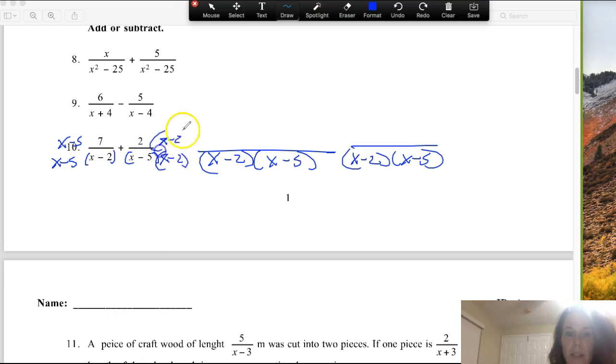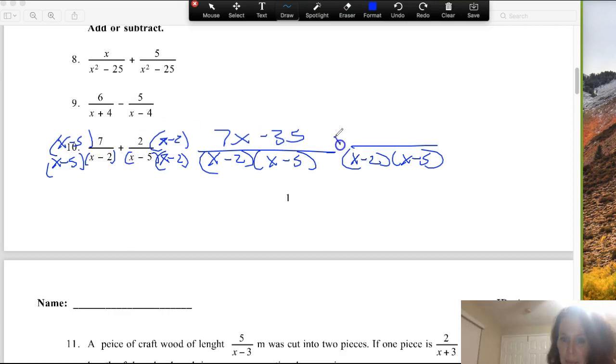I don't know why that x does it like that. Okay, so let's go ahead. The first fraction, if I multiply top and bottom by x minus 5, I get this denominator. And I'm going to distribute 7 times this, so this will be 7x minus 35.